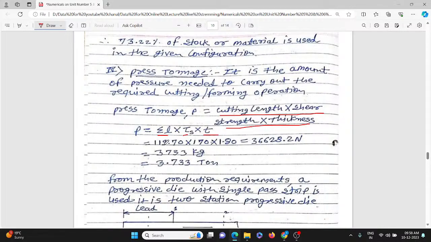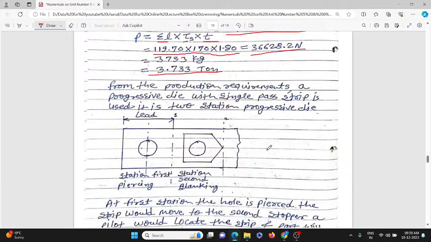So the total length we have calculated, that is summation L into tau, that is 170, into T, that is 1.80. We have calculated it in Newton, so convert into tons, so it is 3.77 ton. So from the production requirement, a progressive die with a single pass strip is used.